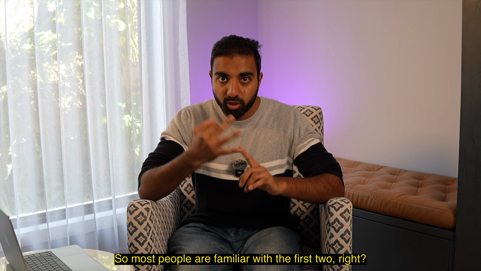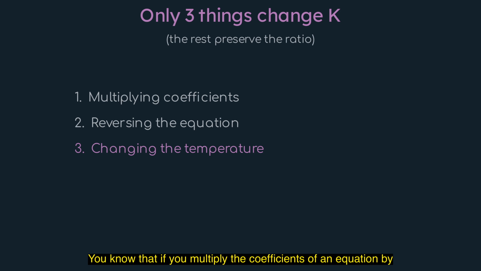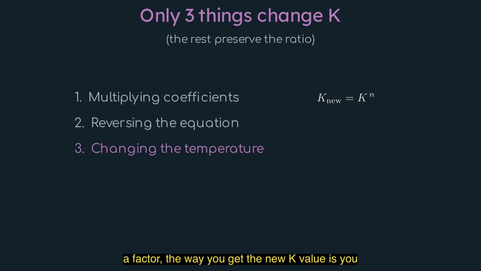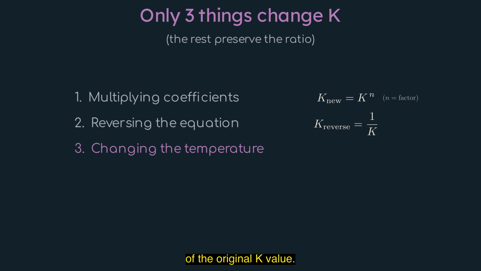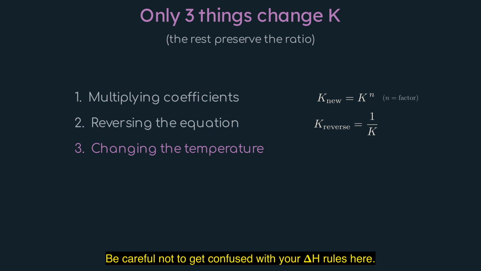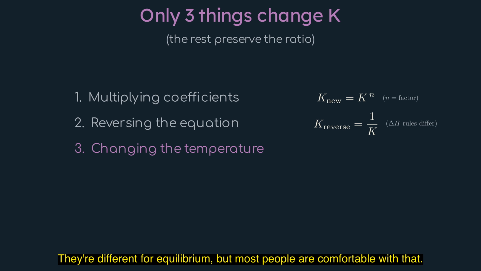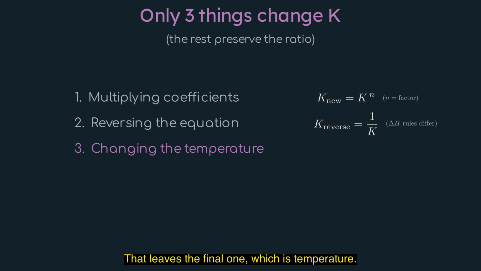So most people are familiar with the first two, right? You know that if you multiply the coefficients of an equation by a factor, the way you get the new K value is you have to raise the old one to the power of the multiplying factor. We know that if you reverse an equilibrium reaction, the way you get the new K value is by taking the reciprocal of the original K value. Be careful not to get confused with your delta H rules here. They're different for equilibrium, but most people are comfortable with that. That leaves the final one, which is temperature.